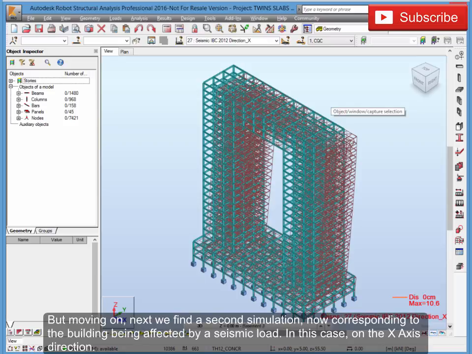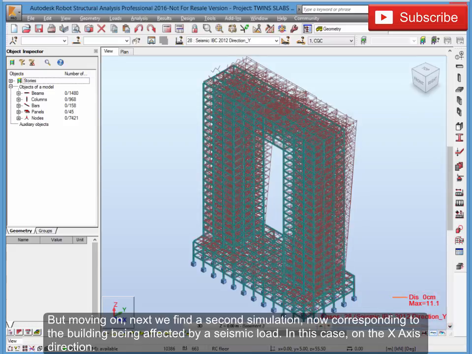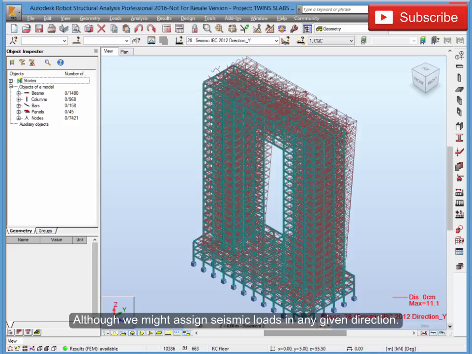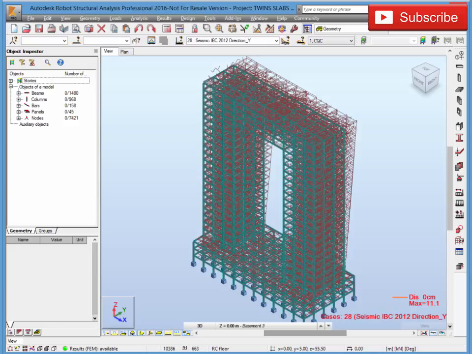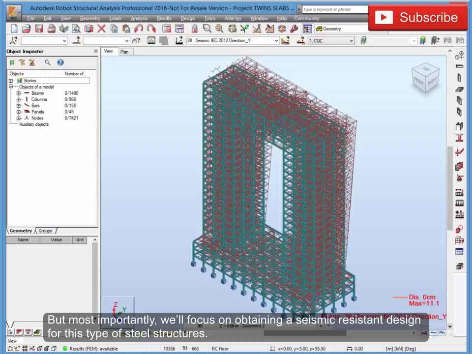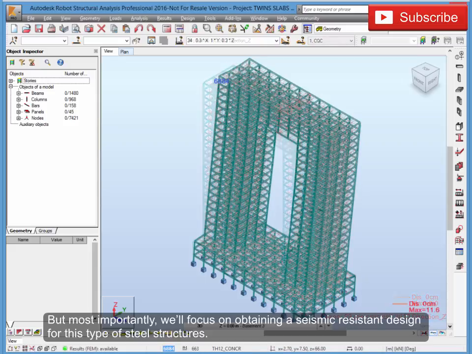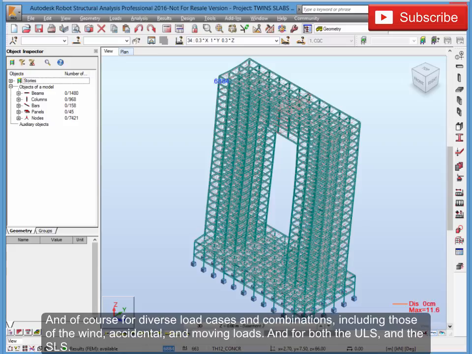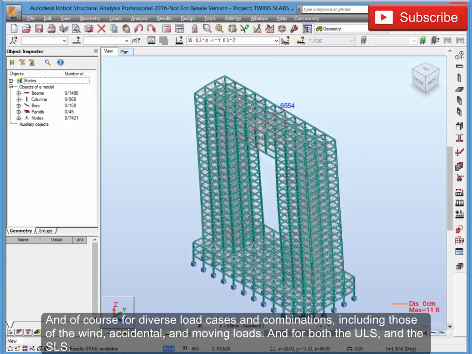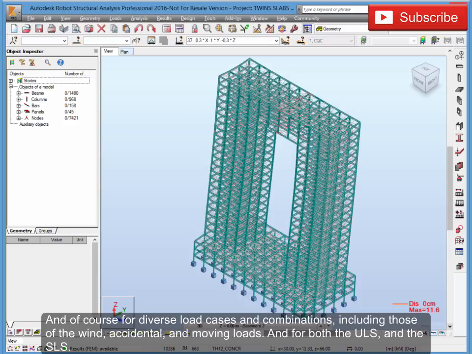But moving on, next we find a second simulation, now corresponding to the building being affected by a seismic load, in this case, on the x-axis direction. Although we might assign seismic loads in any given direction. But most importantly, we'll focus on obtaining a seismic-resistant design for this type of steel structures. And of course for diverse load cases and combinations, including those of the wind, accidental, and moving loads, and for both the ULS and the SLS.